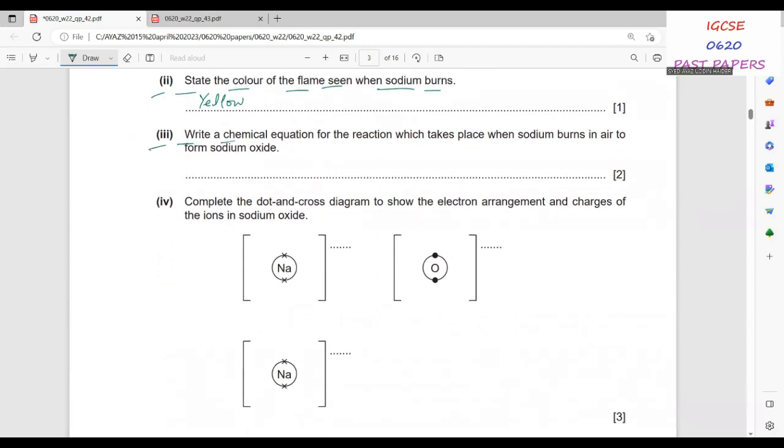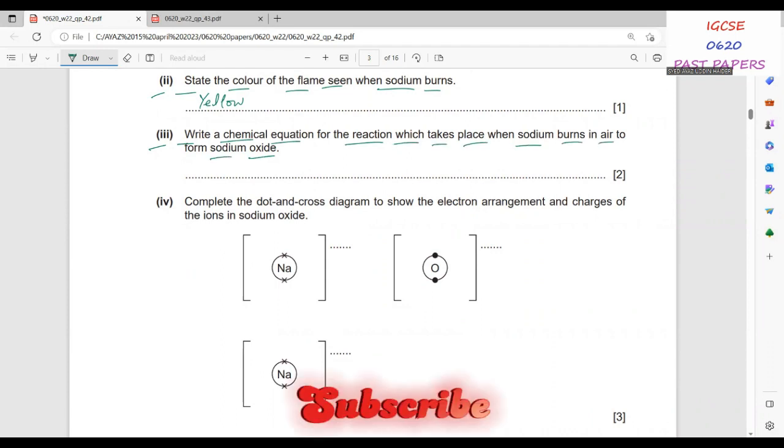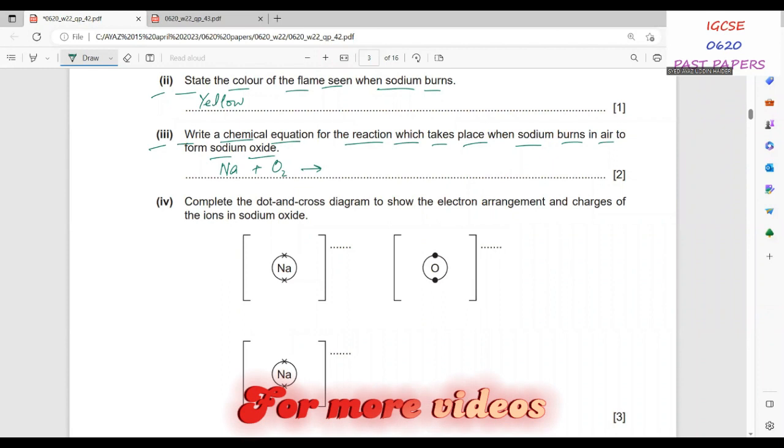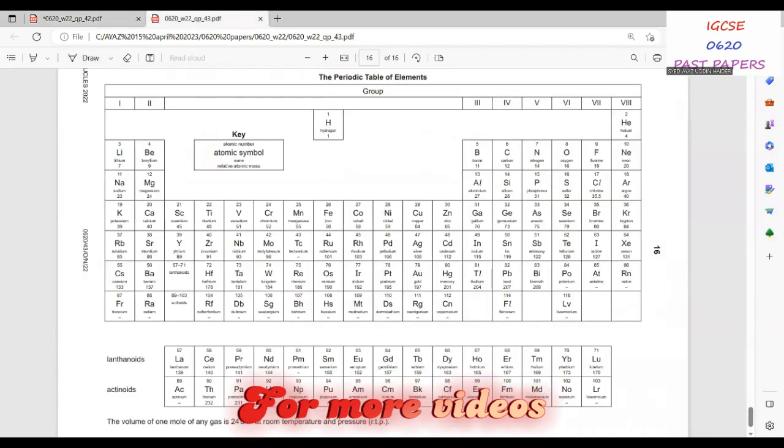Number three, write a chemical equation for the reaction which takes place when sodium burns in air to form sodium oxide. So we know the symbol of sodium. This is sodium. The formula of oxygen will be O2. What will be the formula for the sodium oxide? Let's look at the periodic table. Here you will find sodium. This is sodium. And there is oxygen.